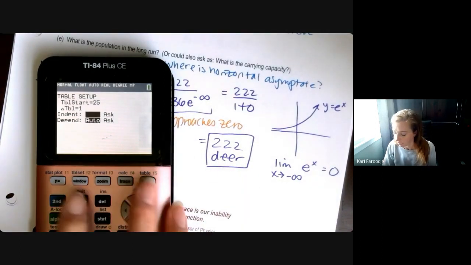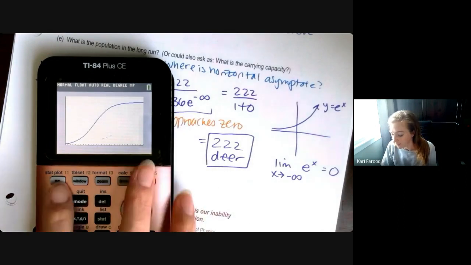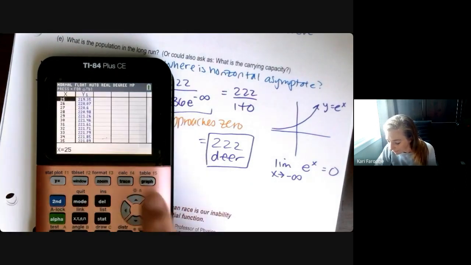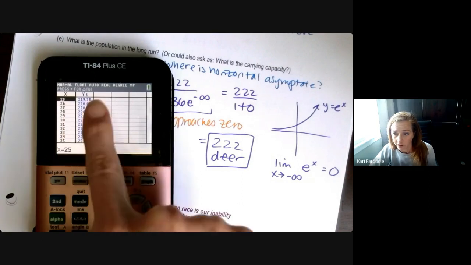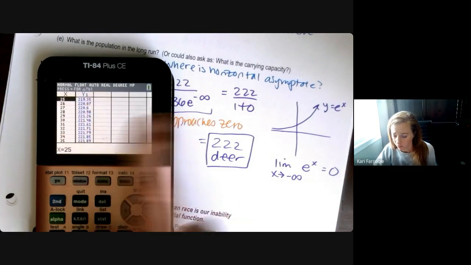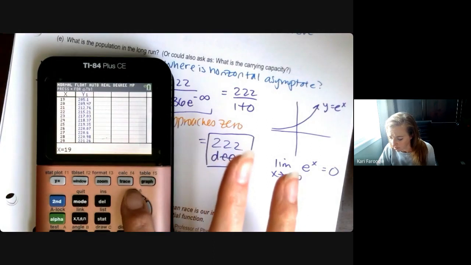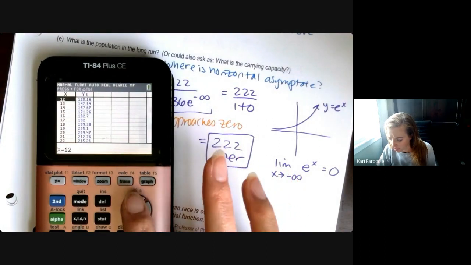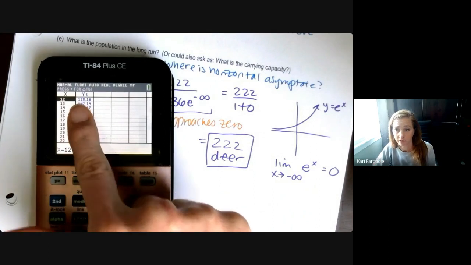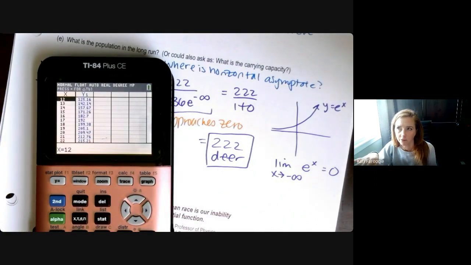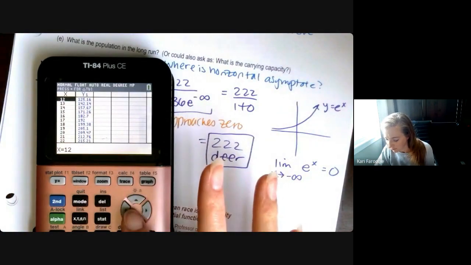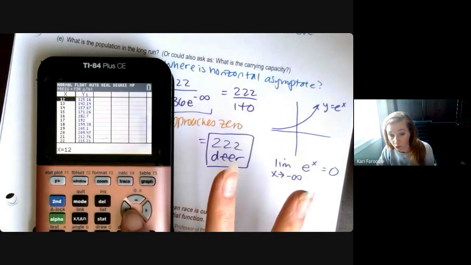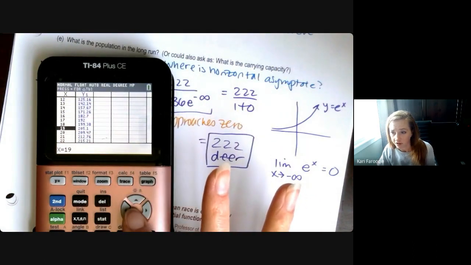You know, we usually have it on ask. But when I go to my table, notice how these values for x are still increasing, but the value for y is not increasing the way that it was before. Like we said, when x was about 12, we hit the maximum rate of change, which was about 125 deer. You can see the deer still increase by quite a bit, but then you see this start to level out.